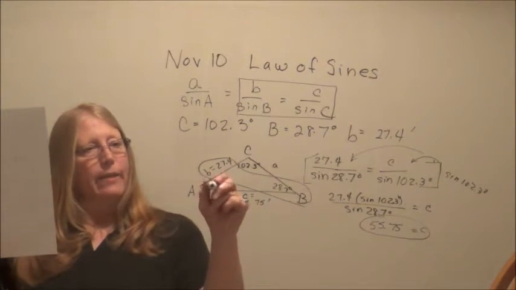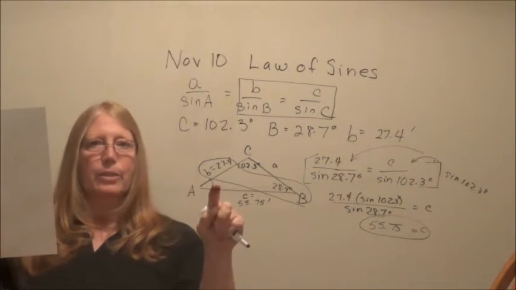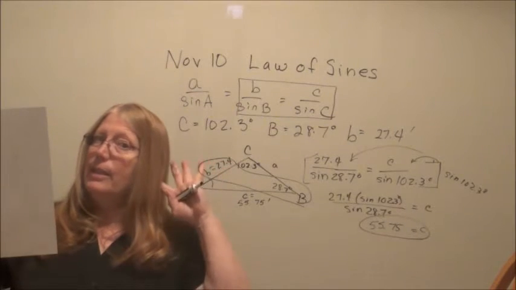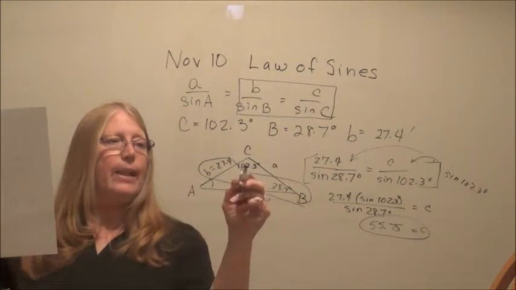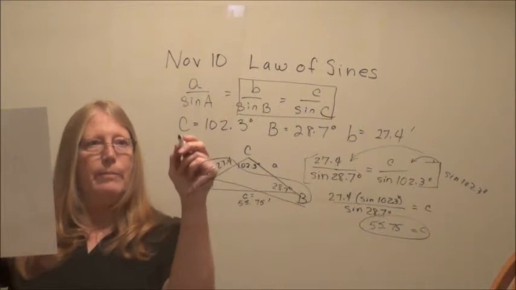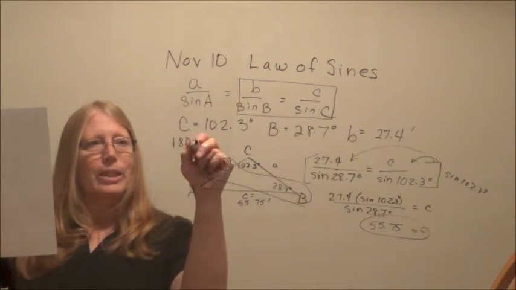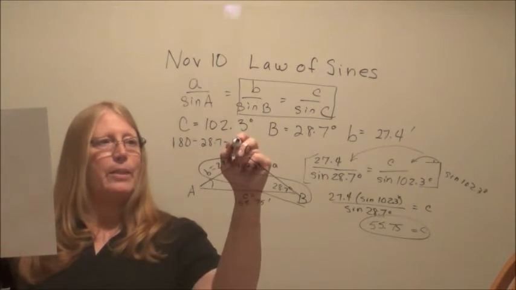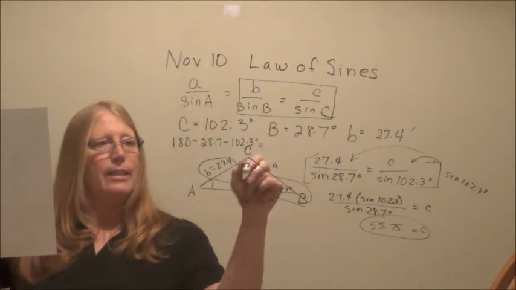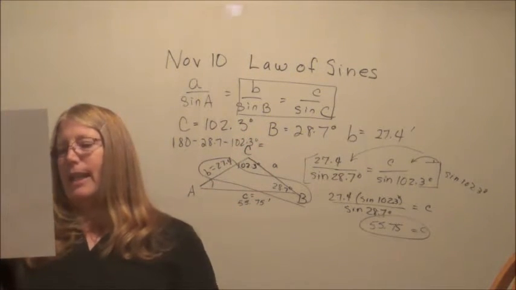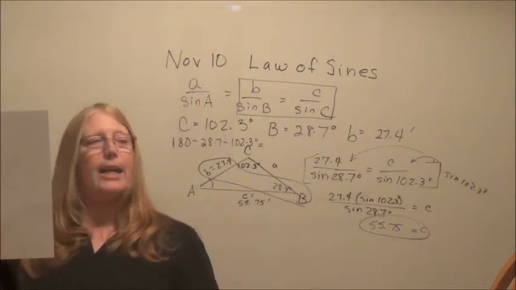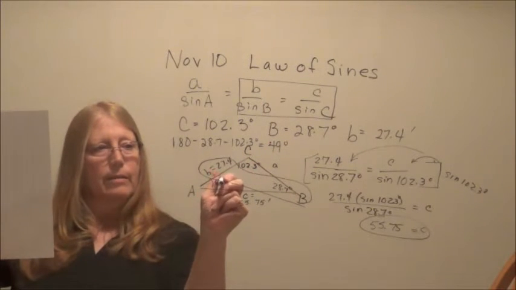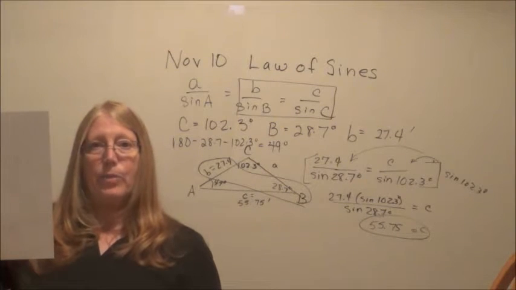I can find angle A, I forgot, without the law of sines, because we know in any triangle, whether it's a right triangle or not, that the three angles add up to 180. So if I take 180 minus 28.7 minus 102.3, that can give us the angle here. And when I did that, I got 49 degrees. So 49 goes here. Because again, all three angles add up to 180.